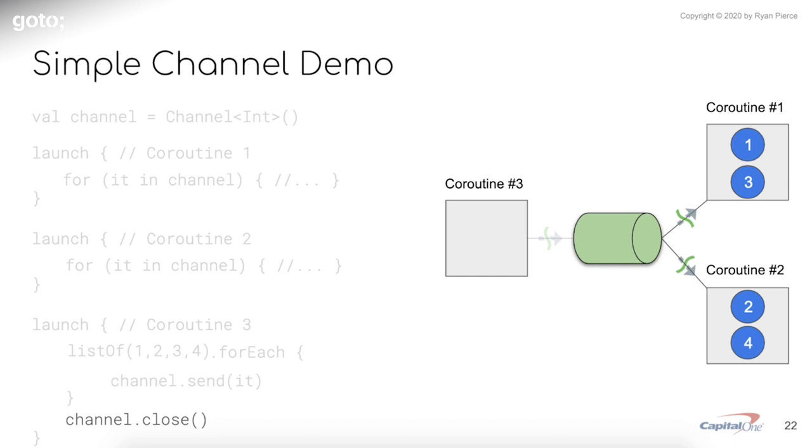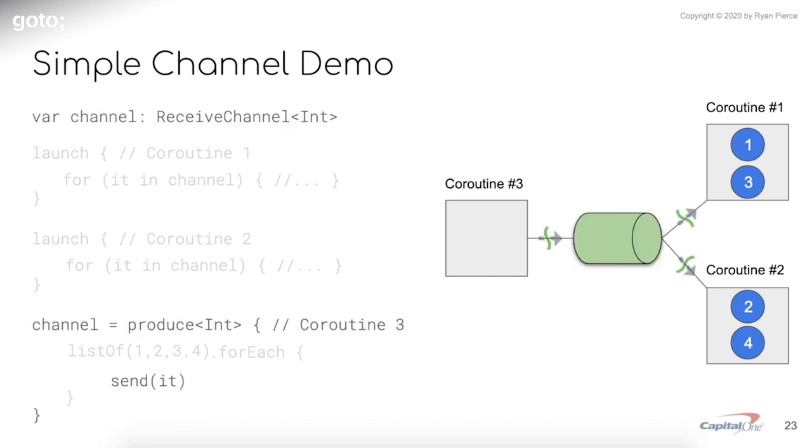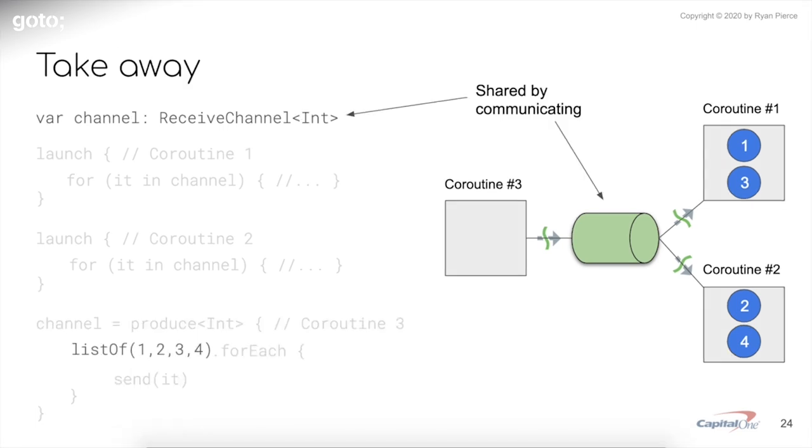Another way that we can write this is using the produce builder, except that we don't have to reference the channel inside the builder, and we don't have to explicitly close the channel. But the takeaway here is that in our producing coroutine, we have this list of numbers that we want to send to some other part of our application. And it's only contained within our coroutine number 3, so it isn't shared between any other resources. When we want to share that information, we do so by communicating, and we use the channel to do that.